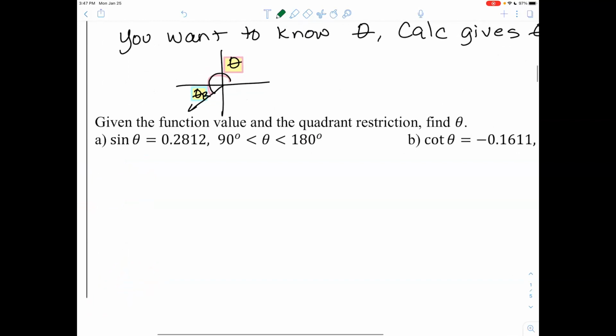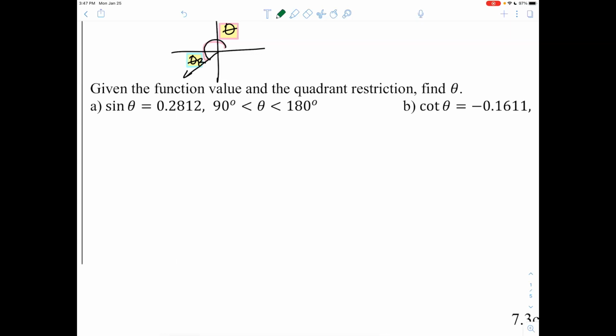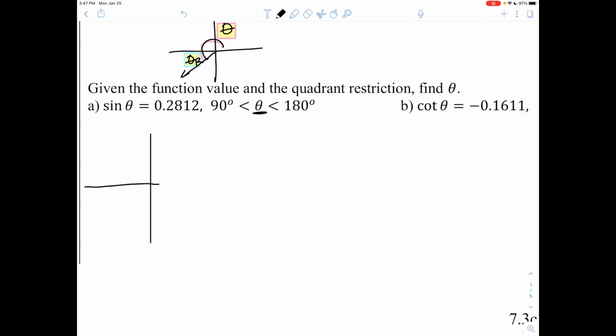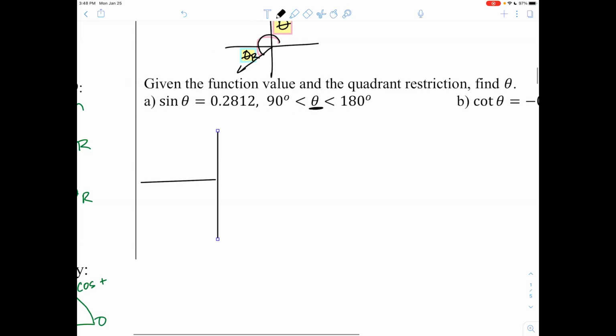All right, so let's take a look at these problems. They're probably the trickiest ones. It says given the function value and the quadrant restriction, find angle theta, and we'll go to 2 decimal places. Sine of theta equals 0.2812, and theta is in quadrant 2. So the first thing I would do, you can see that it's in quadrant 2 because theta is between 90 and 180 degrees. So I actually like to sketch that out.